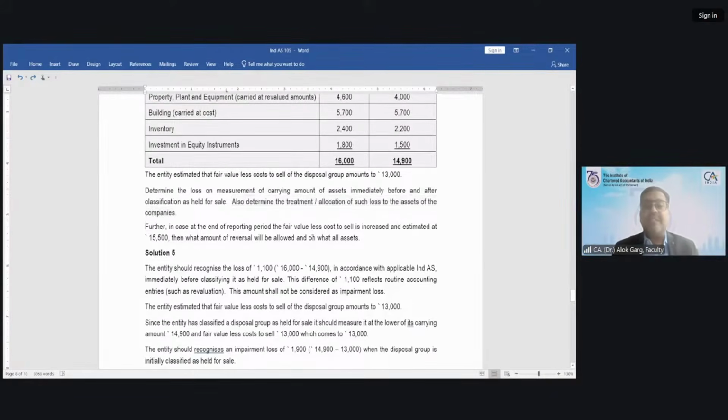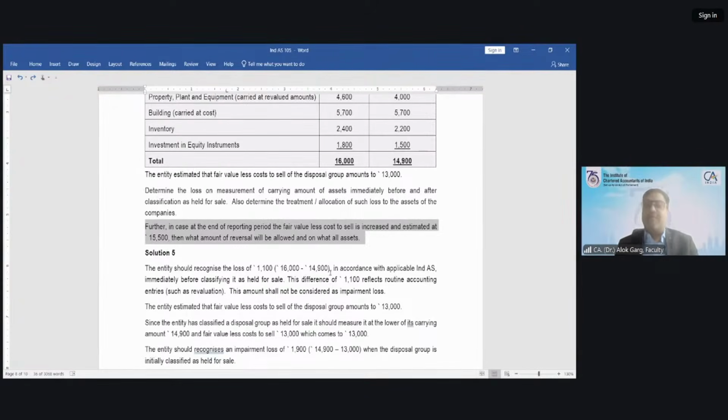Further, in case at the end of the reporting period the fair value less cost to sell is increased and estimated at 15,500, then what amount of reversal will be allowed and on what all assets, right? This question is asking that once you classify it as held for sale at 13,000, now on the reporting date, if the fair value less cost to sell becomes 15,500, then what amount of reversal will be allowed and on what assets. This is the question given.